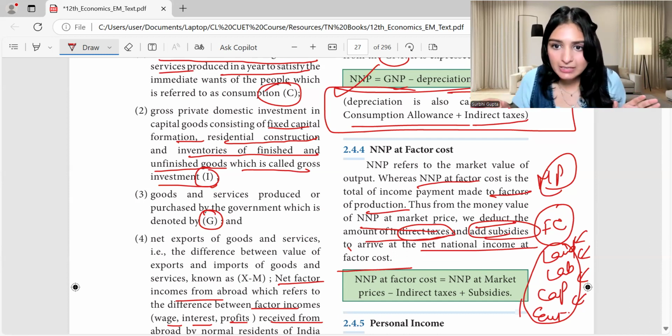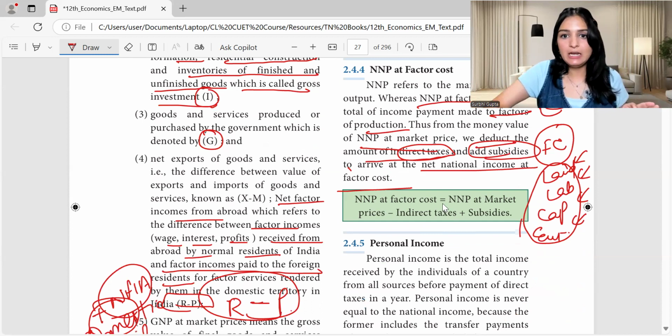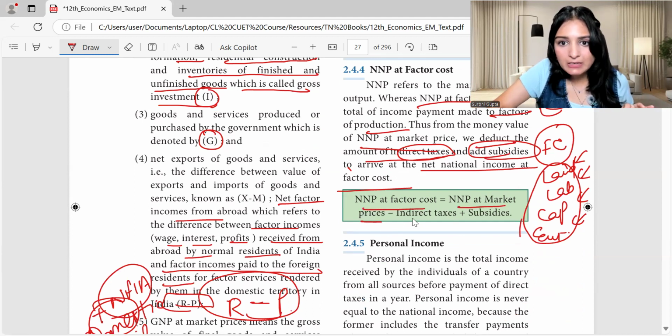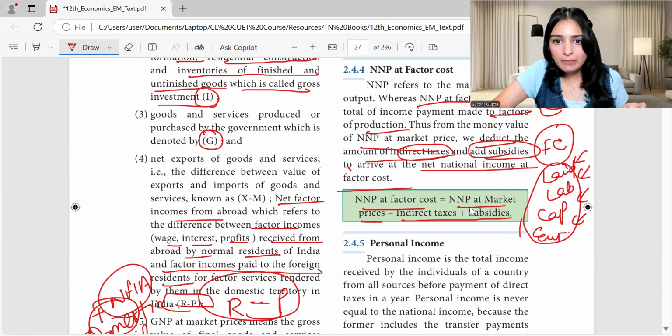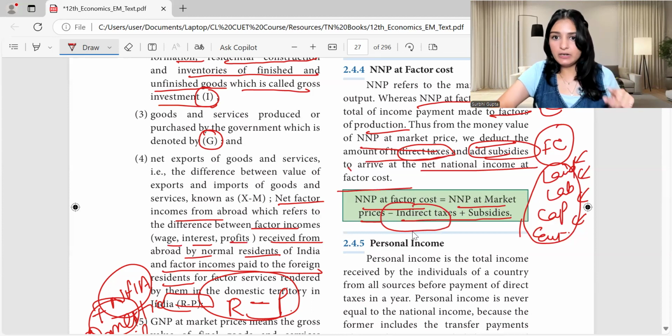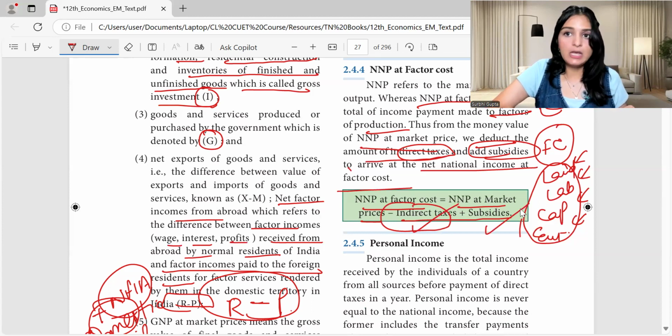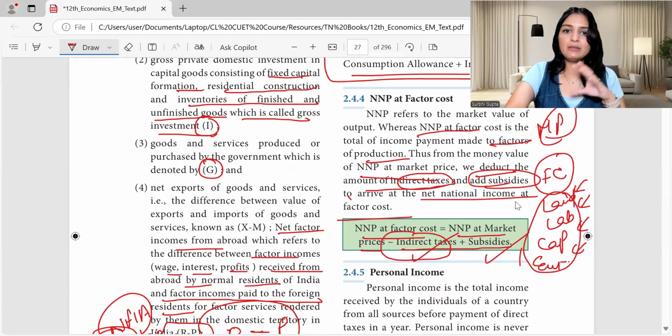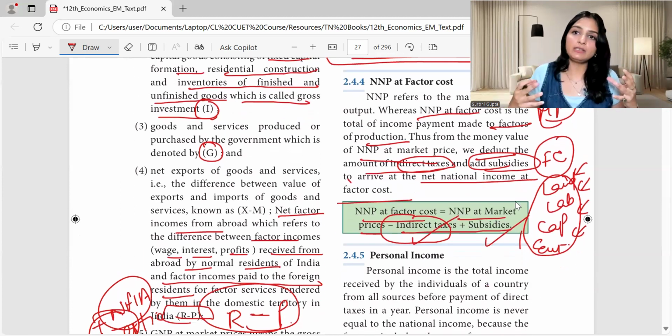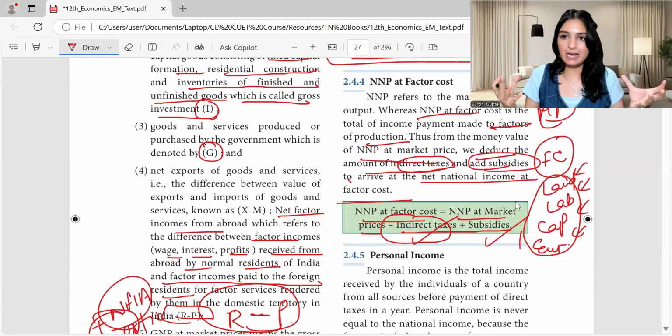All right, so this is important. As you can see, NNP at factor cost is equal to NNP at market price minus indirect taxes plus subsidies. So NNP at market price is the market price that you're getting; when we reduce the taxes, because it would have included taxes, and add the subsidies, then we arrive at the factor cost. So that is NNP at factor cost, and that's the basic difference. Through this video, we are understanding the basic difference between market price and factor cost.